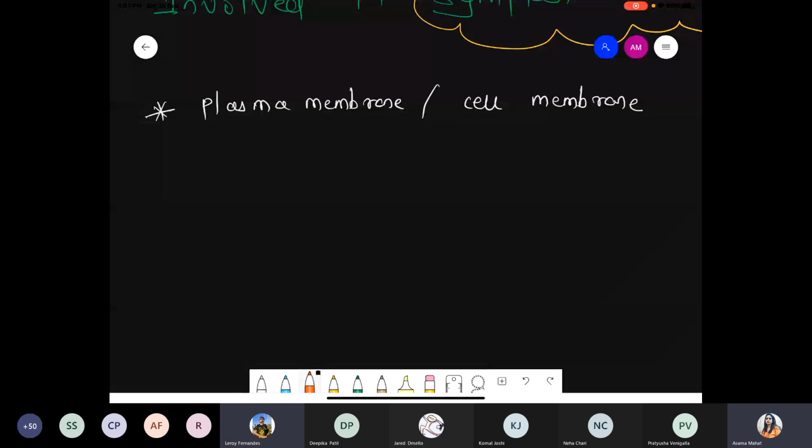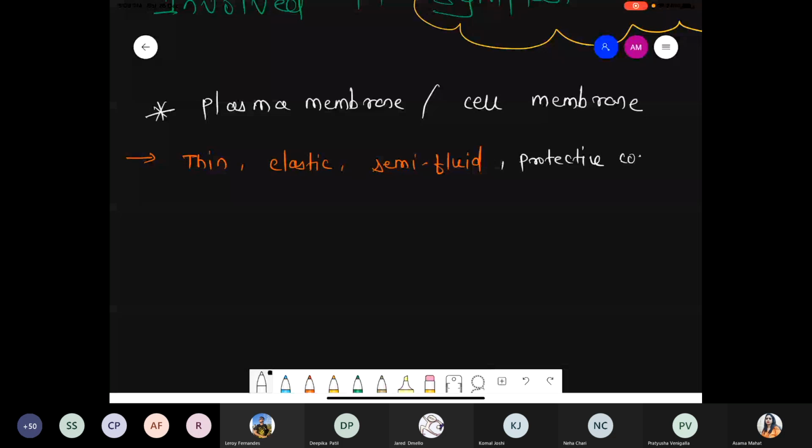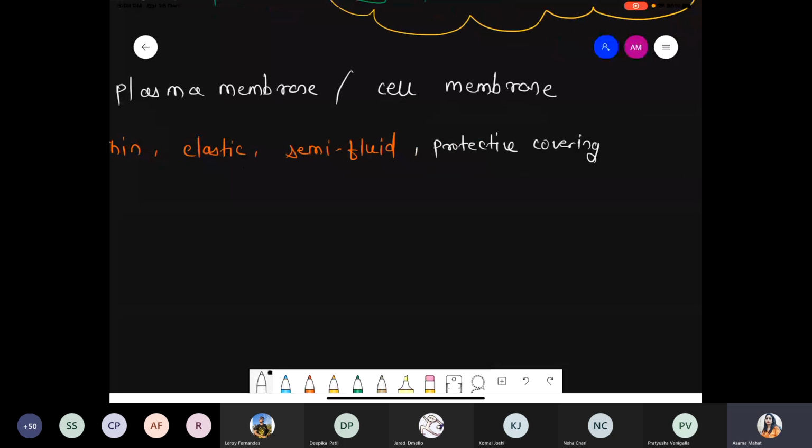So when we are talking about the plasma membrane, first of all, it is very thin, elastic, semi-fluid. Just check your mic. Somebody's mic is on. Thin, elastic, semi-fluid, as well as a protective covering layer.